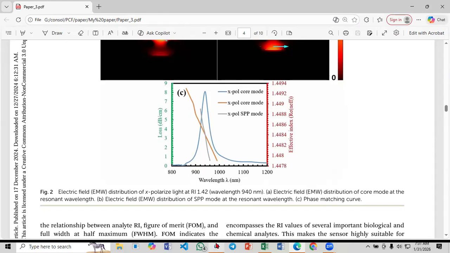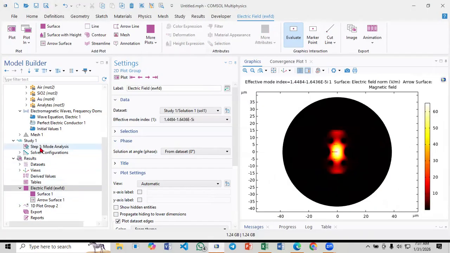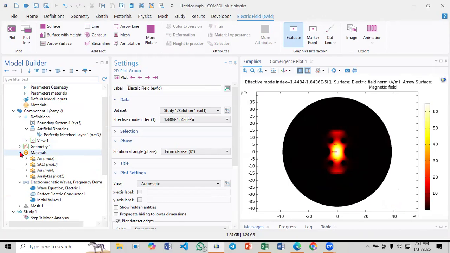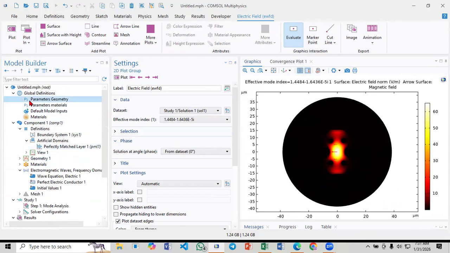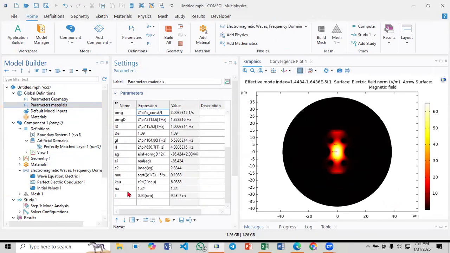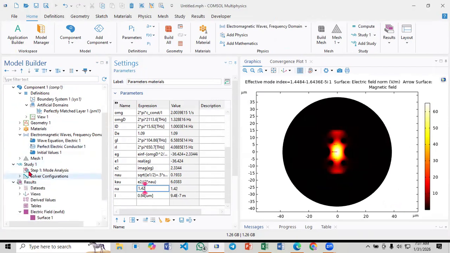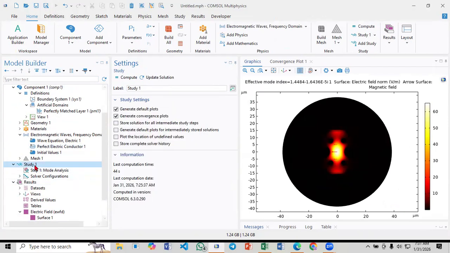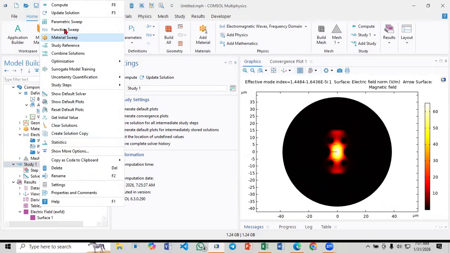So for that, what do we have to check? We have to check the refractive index. Let me check. Previously we selected refractive index 1.42. Okay, it's okay. Now what do we have to do? We have to sweep the parameter.